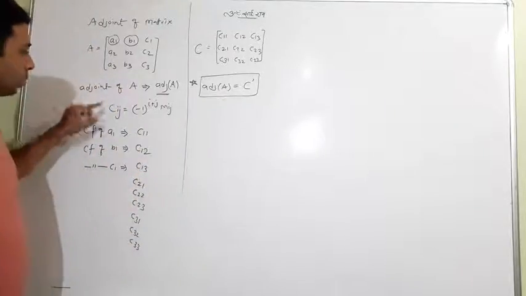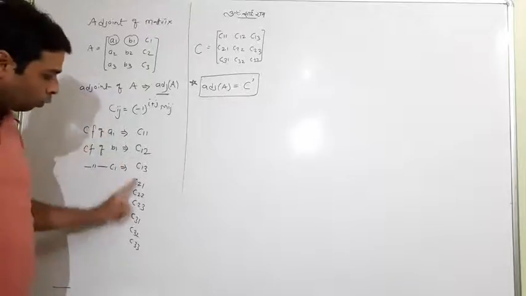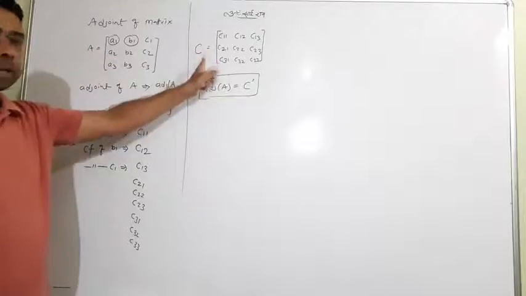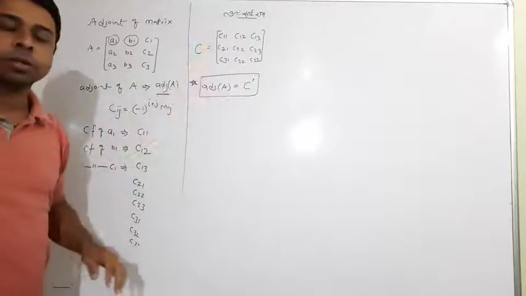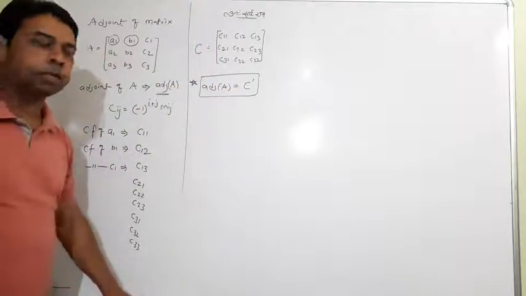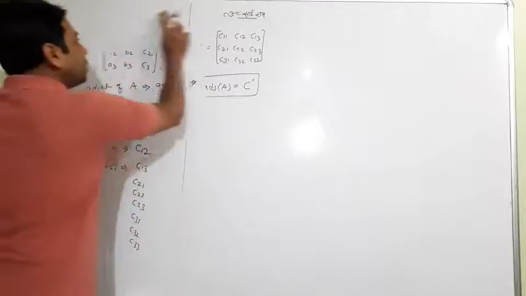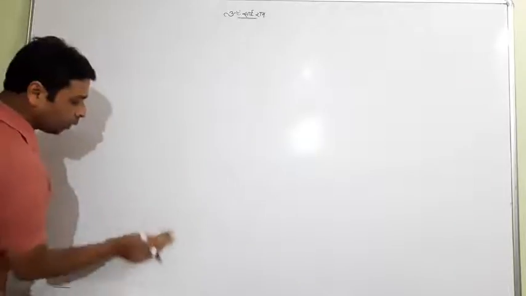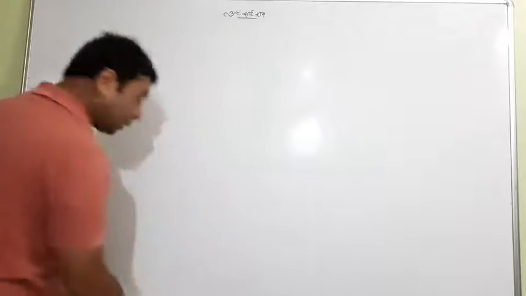So what to do? First, use this formula. Find the cofactors of all the elements, and then find your C, and then find its transpose, and that will be the end. Okay. So this was the simple method with symbols that I told you. Now I want to take one example for you.